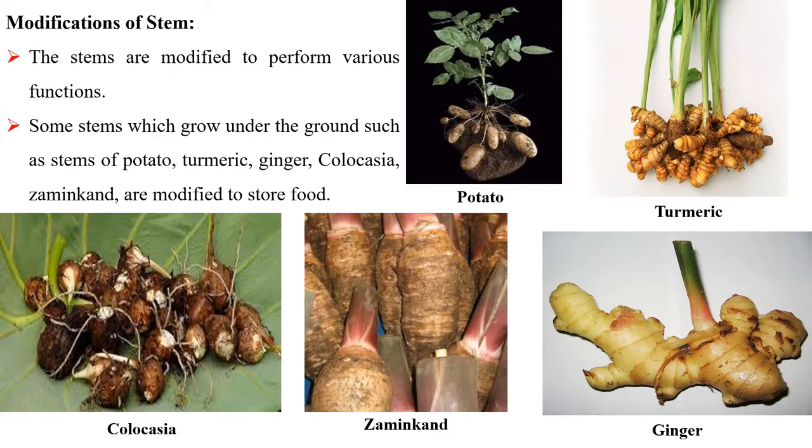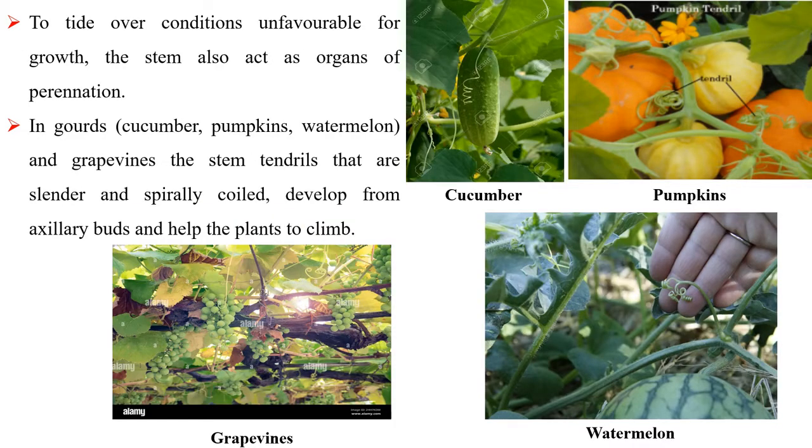Modifications of stem. The stems are modified to perform various functions. Some stems which grow under the ground, such as the stems of potato, turmeric, ginger, colocasia, and zamikand, are modified to store food. To tide over conditions unfavorable for growth, the stem also acts as an organ of perennation.